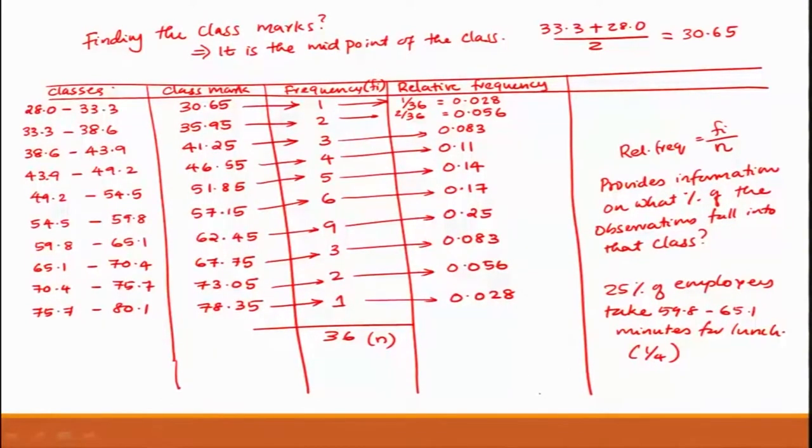And one other way to look at it is you can start accumulating these frequencies also, but we are not going to work on that. You can do many more fancy things with this. You lose the exact lunch times of individual people. You don't know that, but you get this vital information that 1/4 of the total crew takes lunch in that class. Then you also know that 17% of them take lunch between 54.5 and 59.8, and 14% typically between 49.2 and 54.5. Though you don't know the exact values, you kind of know.